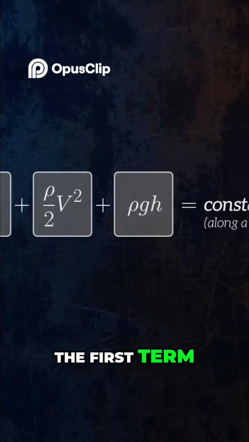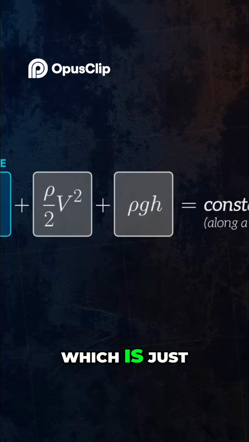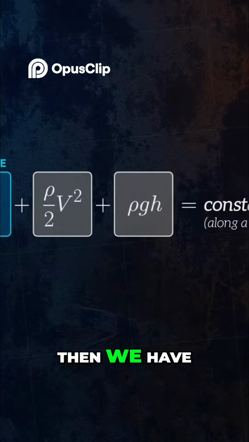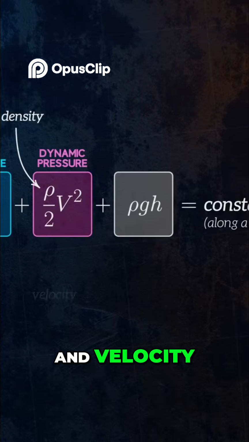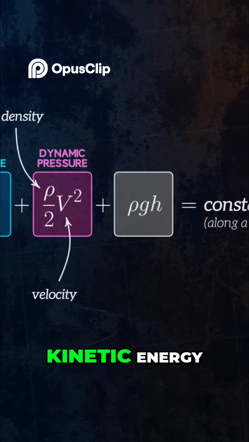The first term is the static pressure, which is just the pressure P of the fluid. Then we have the dynamic pressure, which is a function of the fluid density, ρ, and velocity, v, and represents the fluid kinetic energy per unit volume.